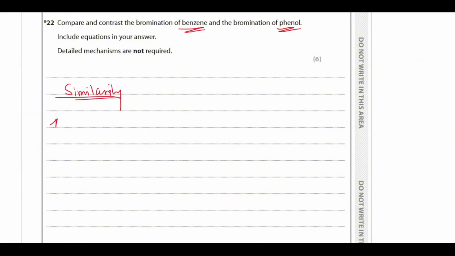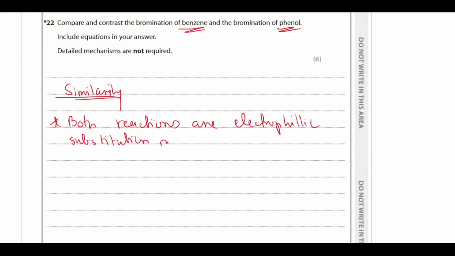would be both reactions are electrophilic substitution reactions. So that's the mechanism that follows both of the reactions, considering both of them have aryl compounds such as benzene and phenol. Now, of course, the key differences, let's start with the differences. The key differences are pretty simple.